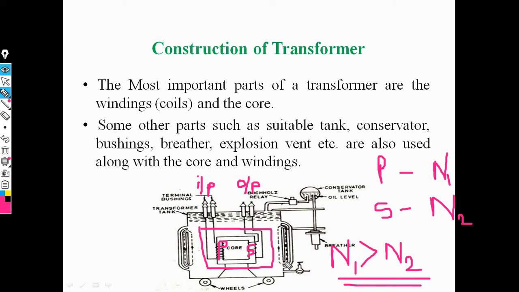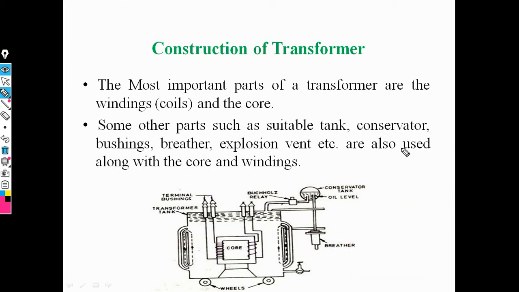Also there are some other parts here. First is the conservator tank, a circular tank called the conservator tank, which is installed on the top of the transformer. Also we use an oil level indicator, which gives the indication of oil level from lower level to higher level. This is the oil level indicator.